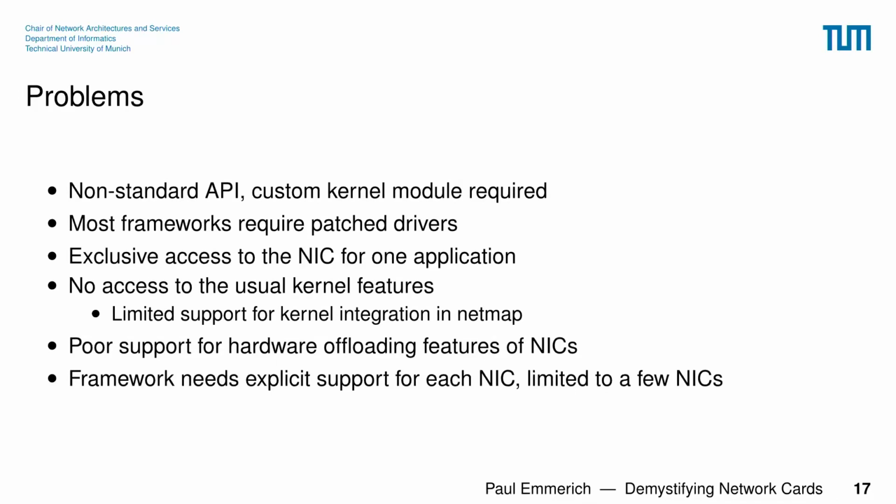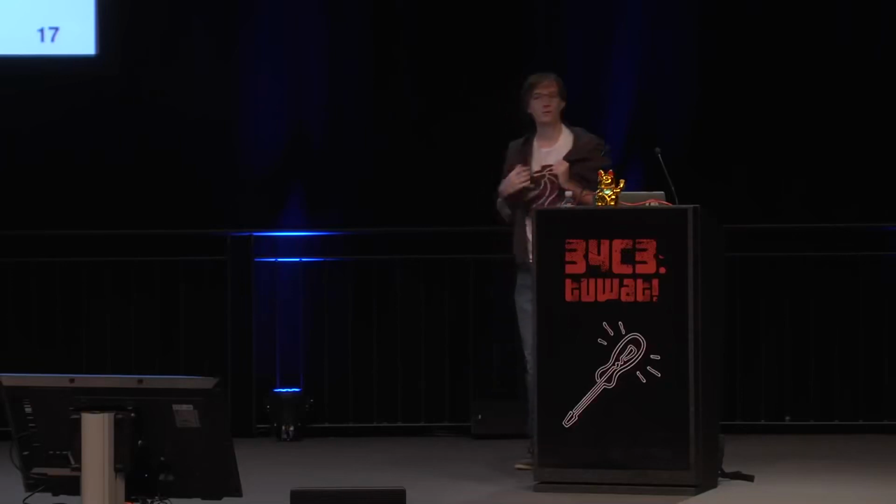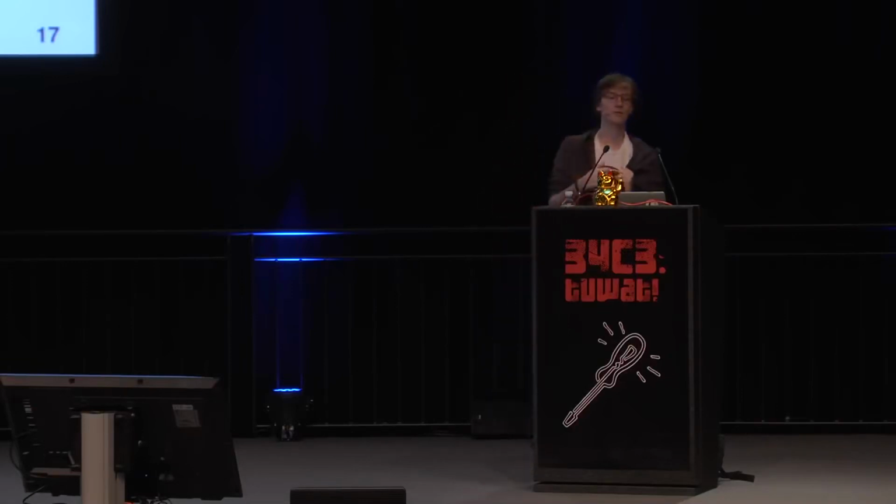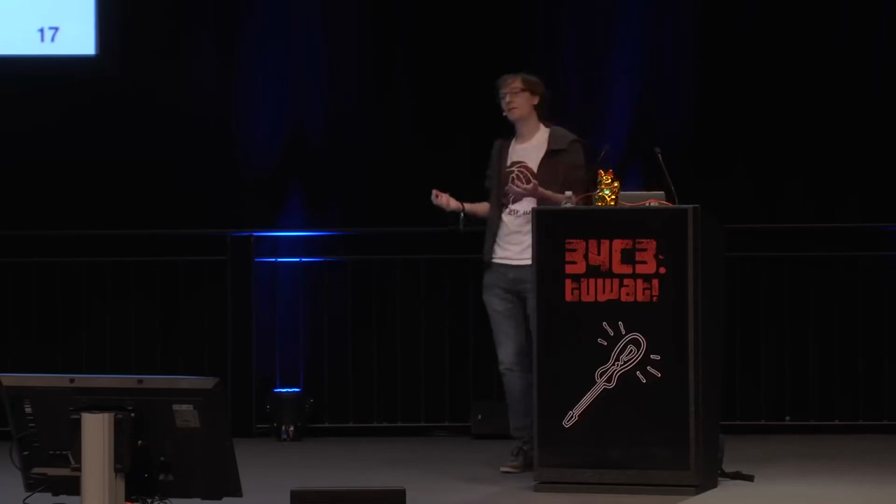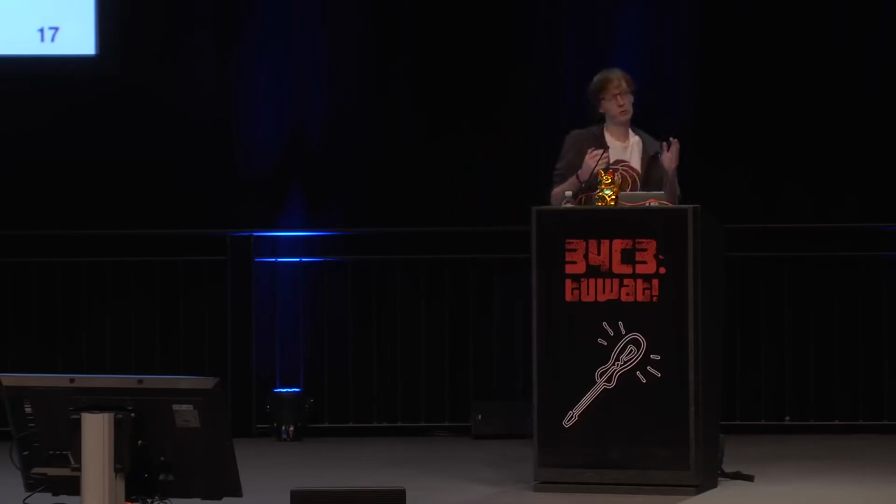And of course, they need exclusive access to the network card, because this one application is talking directly to the network card. Okay, and the next thing is you lose the access to the usual kernel features, which can be quite annoying. And then there's often poor support for hardware offloading features of the network cards, because they're often found in different parts of the kernel that we no longer have reasonable access to. And of course, these frameworks talk directly to a network card, meaning we need support for each network card individually. Usually they just support 1 to 2 or maybe 3 NIC families, which can be quite restricting if you don't have that specific NIC that is supported.